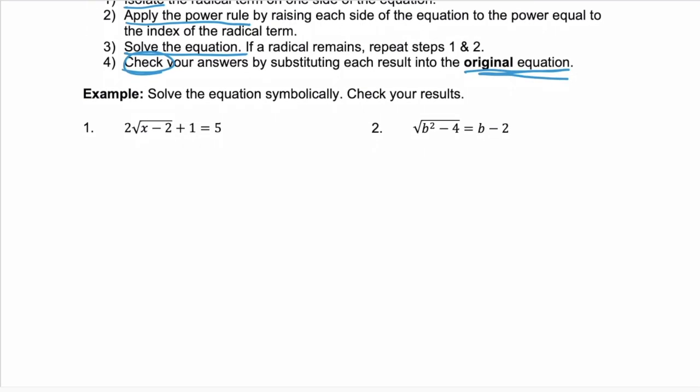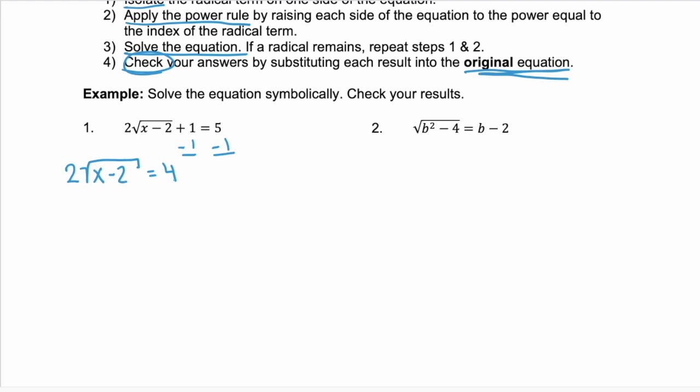We need to solve the equation symbolically and then check our results. Example 1, there's all kinds of stuff on the left-hand side with that radical. So we need to slowly chip away until we get just a radical. First, we're going to subtract this 1 that's added on. We'll subtract it from both sides, which gives us 2 square root of x minus 2 equals 4.